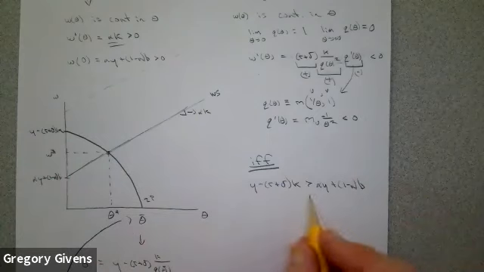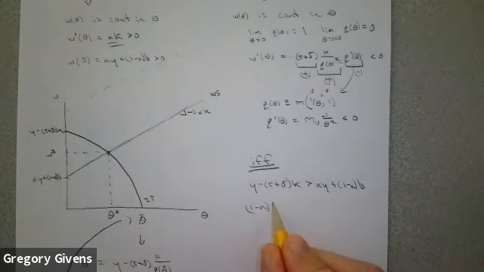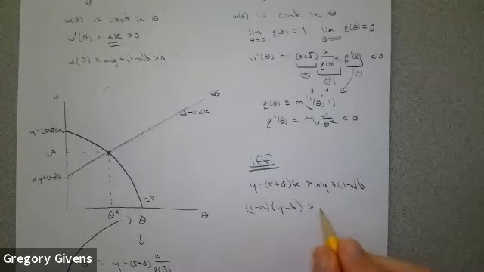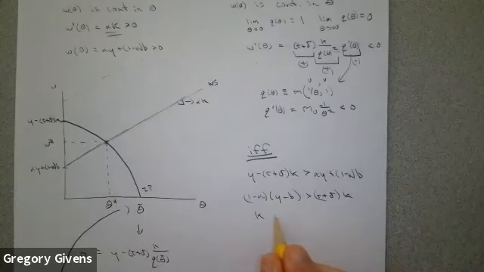So that means that, let's see, (1 minus alpha) times (Y minus B) has to be bigger than (R plus delta) times kappa. Or alternatively, we could write this as kappa has to be less than (1 minus alpha) times (Y minus B) divided by (R plus delta).